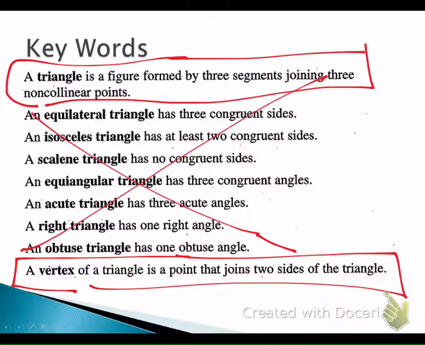So you guys all know what a triangle is. It's a 3-sided figure. There's a more formal definition for you. So basically you connect 3 points that are not on the same line and you end up with a triangle. And then the part of the triangle where 2 sides meet, that point is called a vertex. So a triangle has 3 vertices is the plural, but vertex is the singular.